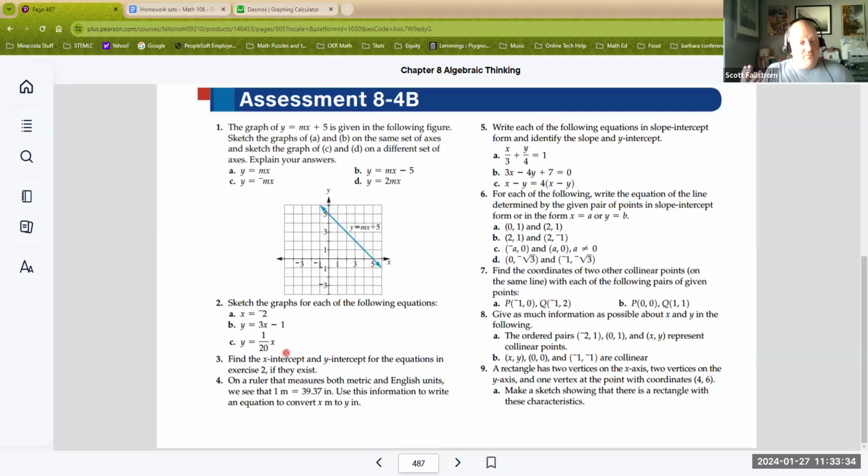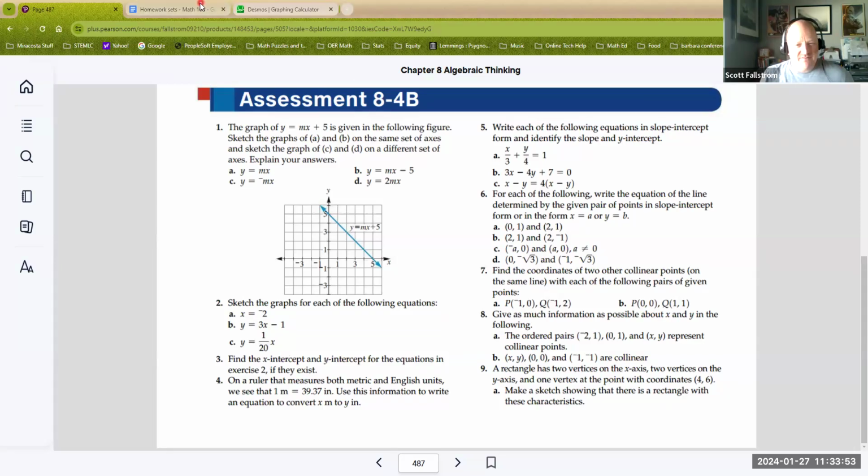All right. And if you're ever confused, what does intercept mean? It means the value of that coordinate is 0. So if you want to find the X-intercept, that means the Y value has to be 0. If you want to find the Y-intercept, the X value has to be 0. Okay. All right. There's 3.